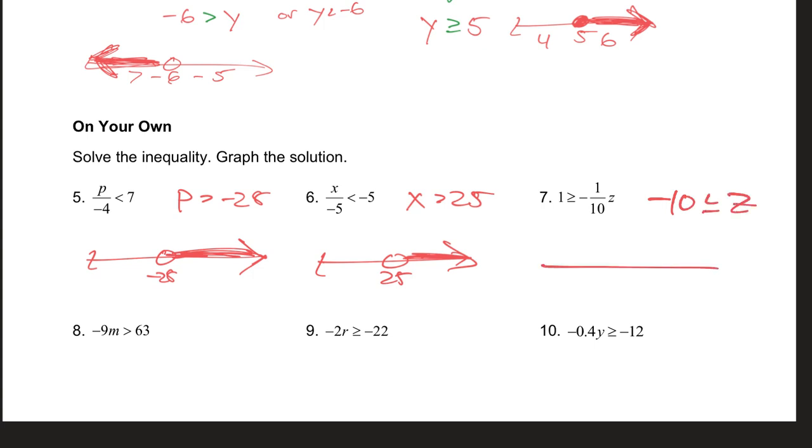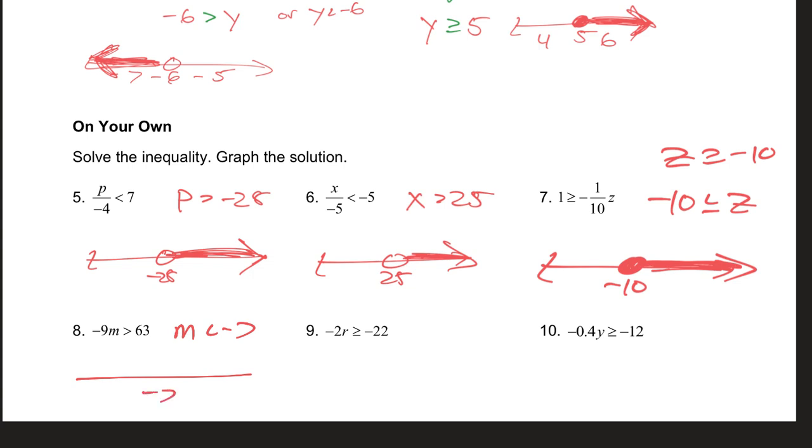Number 7, you will have the answer negative 10 less than or equal to z. You could have rewritten that, but in this case, you're going to have negative 10, and it is a closed circle. You're shading to the right, and the reason why, if you rewrote it, it would be z greater than or equal to negative 10. Number 8, if when you solve, you get m less than negative 7, you have negative 7 on your number line. It will be an open circle shaded to the left.